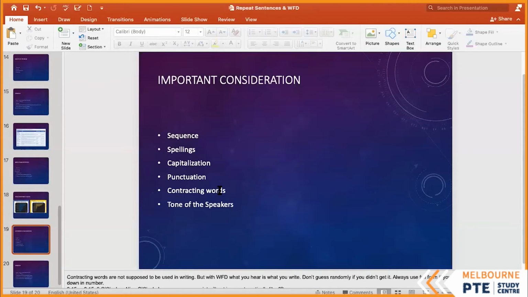Clear? Now, contracting words are generally words like didn't, wouldn't, shouldn't, couldn't, these things. Generally, in writing, you don't get those sorts of words because writing is more formal. But because we have seen from time to time, they exchange the audio. So some audios that are in repeat sentences, they can also put that in from dictation. So you can expect to get contracting words.